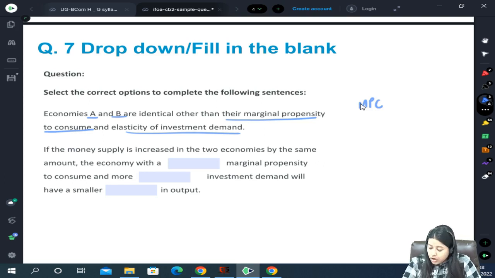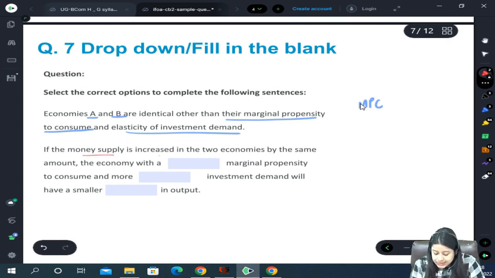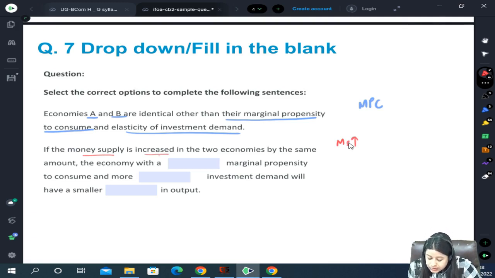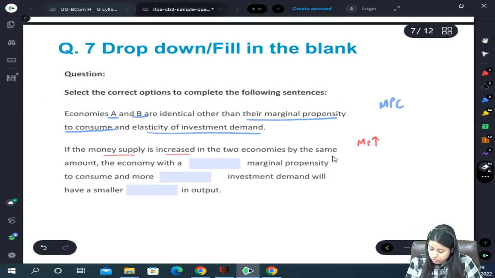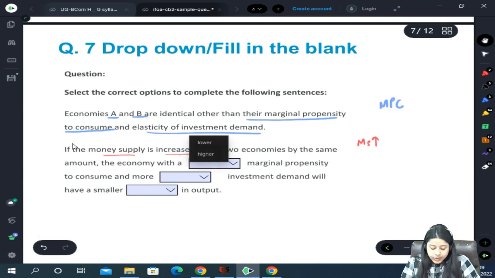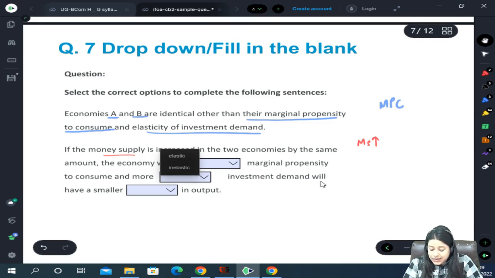Now read the question. If money supply is increased in the two economies by the same amount, the economy with the dash marginal propensity to consume and more dash investment demand will have a dash in the output. So basically, first look at what the options are, because without options... So if the money supply is increased in the two economies by the same amount, the economy with a lower or a higher marginal propensity to consume and more elastic or inelastic investment demand will have a smaller increase or decrease in output.